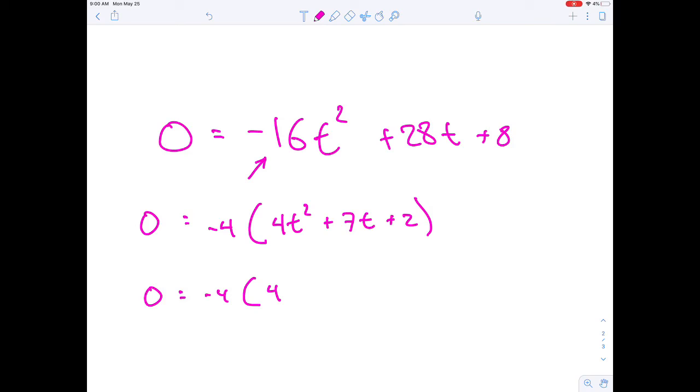Well, I need to come up with 4 and 2, 2 and 2. See, I don't think anything is going to factor. So at this point, I don't think that the 4t squared plus 7t plus 2, I can't think of any way to do that. Oh, maybe I can think of a way. No, I can't think of a way that that's going to work. So there's no way that that's going to factor. So at this point, you'd be stuck using graphing as a strategy.